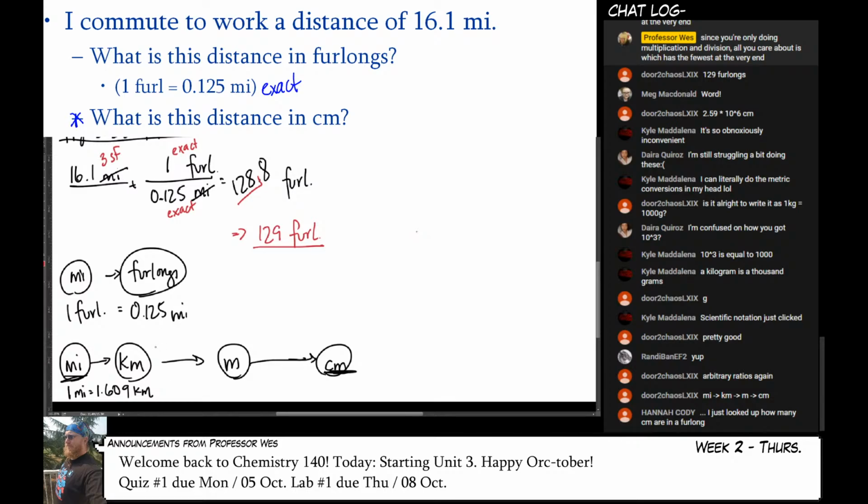I have another conversion here. 1 kilometer, 10 to the 3 meters. And then 1 centimeter, 10 to the minus 2 meters. So we're going to have to use those 3 conversions to solve this problem.